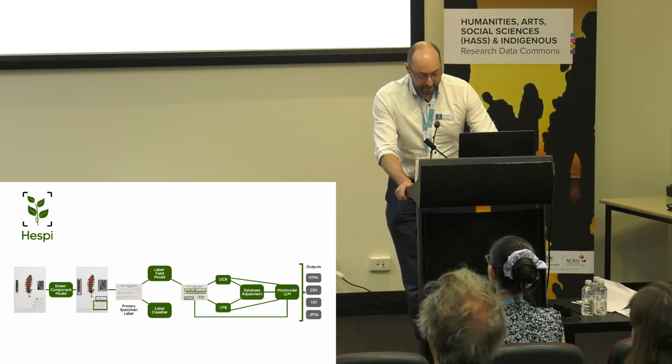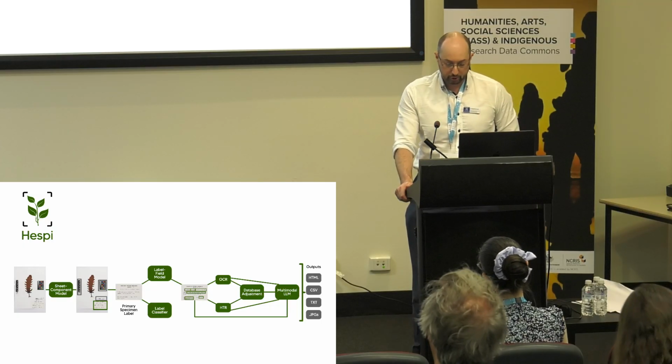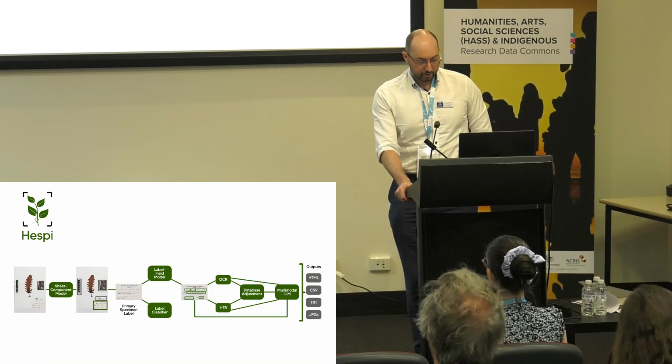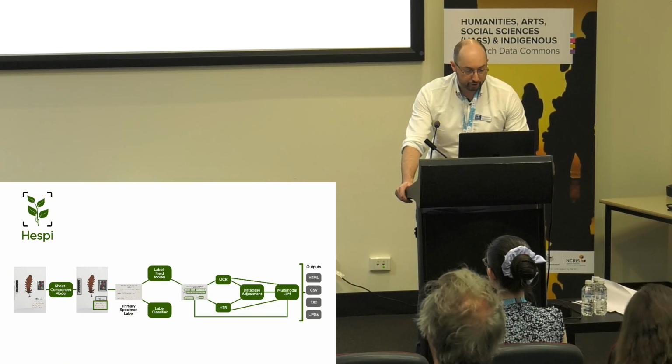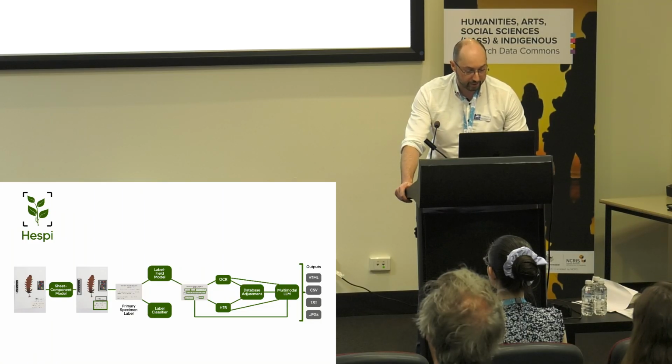So that's why we created Hespi, a pipeline to take images of a specimen sheet and run them through several AI models to extract information. So first it finds the different components of the sheet. It finds the labels, it finds the swatch of colours, and other extras.